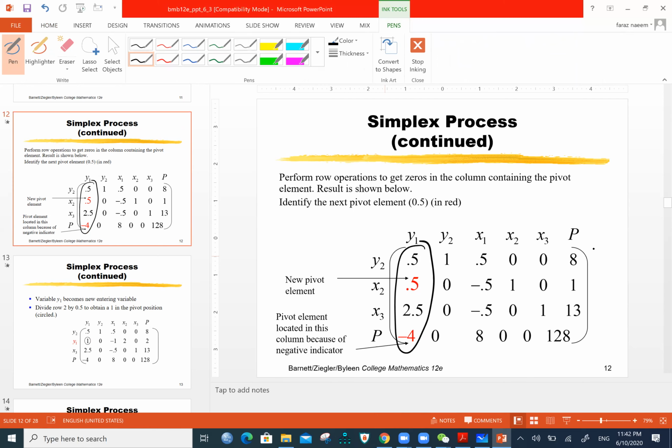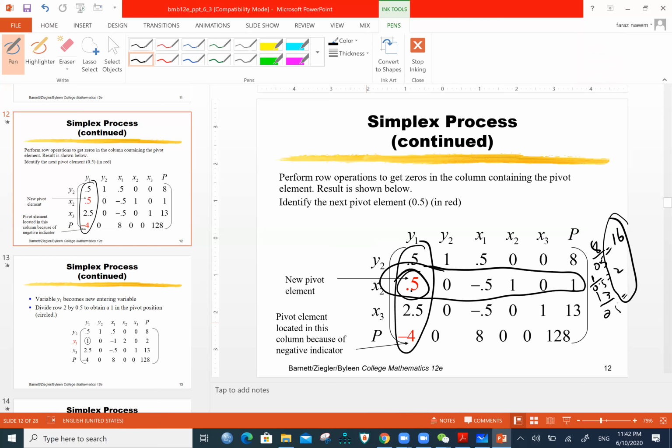We divide 8 with 0.5, which is 16. We divide 1 with 0.5, which is 2. We divide 13 with 2.5, which is something bigger. So the smallest quotient among them is 2. So this is our pivot row, and this is our pivot column. Now again we divide this complete row with 0.5, and we will get 1 here.